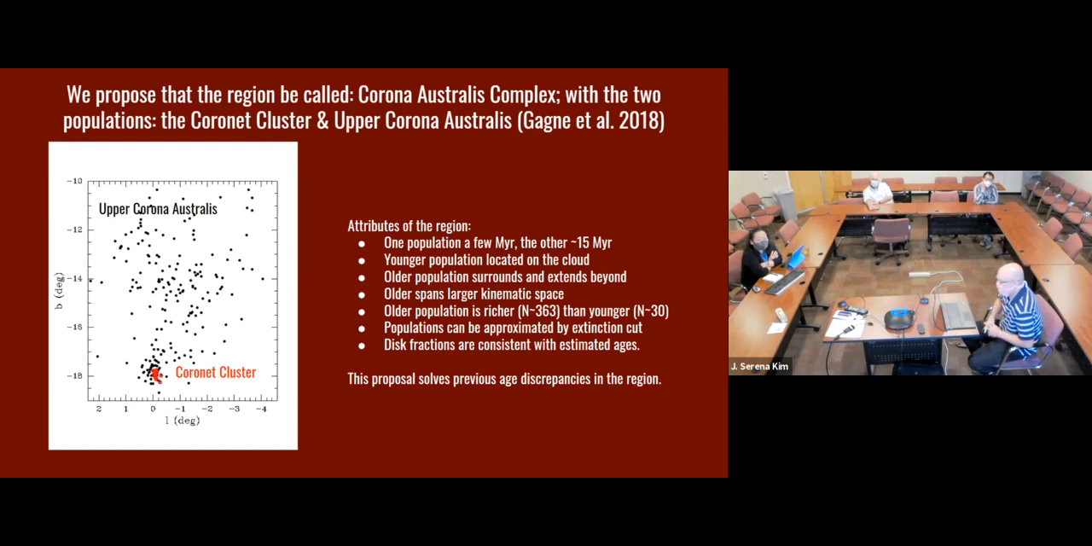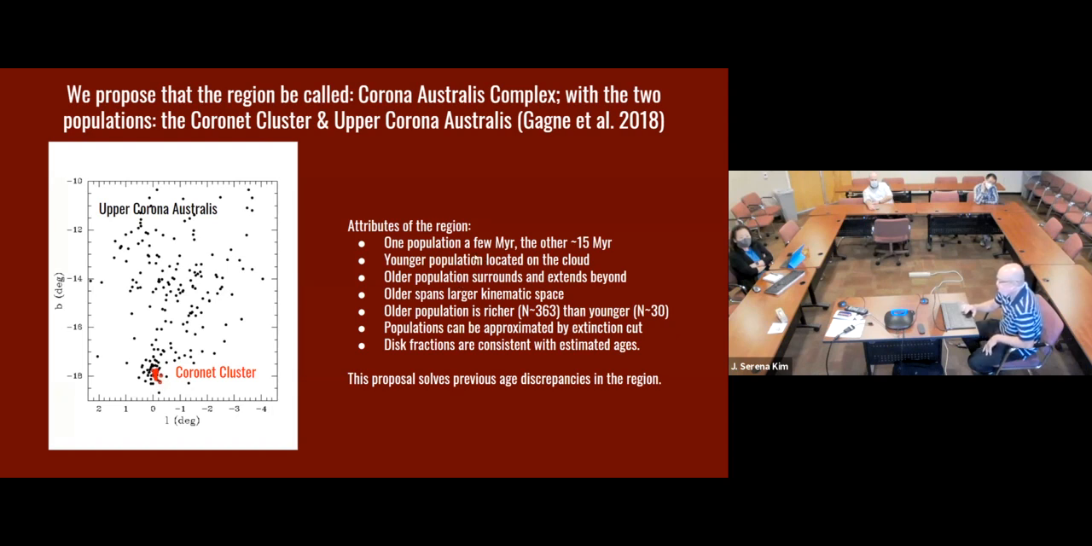The problem, of course, is that Upper Corona Australis extends all the way down and surrounds the Coronet Cluster. But I hope that you are convinced that that is real, that there's literally no way I can slice this to make the ages come out right, or consistent, I should say, to not have this overdensity of older stars down here. So there's definitely an overdensity of older stars that is approximately in the same area as the Coronet Cluster.